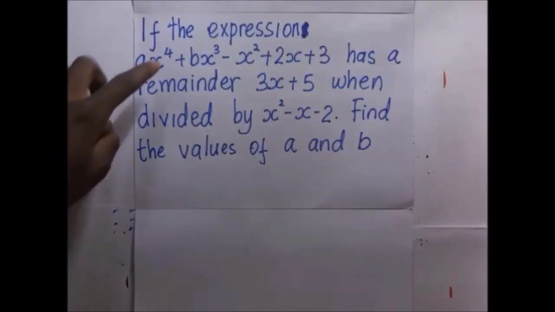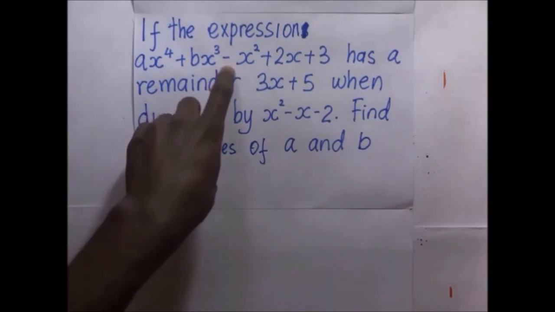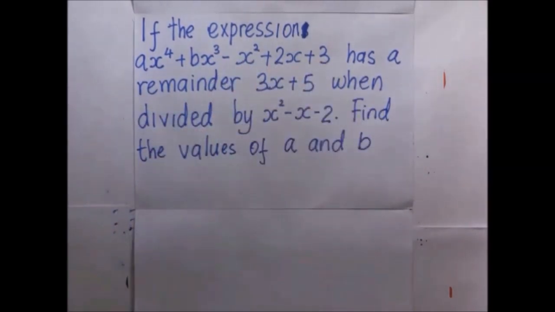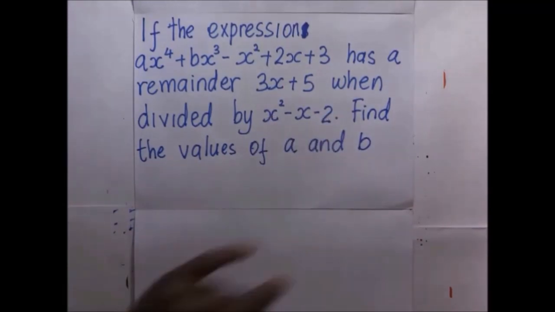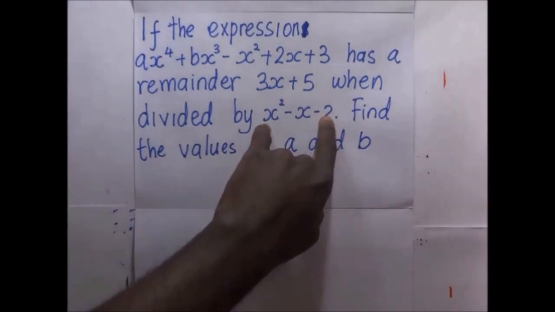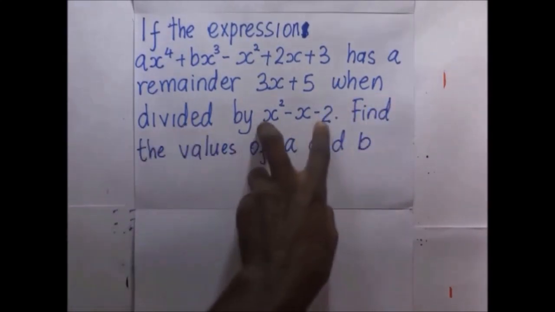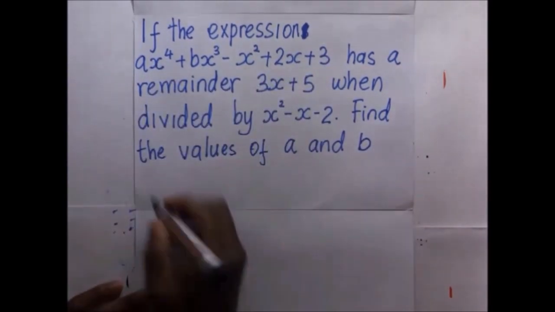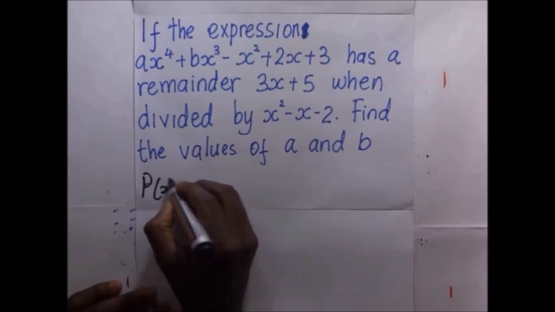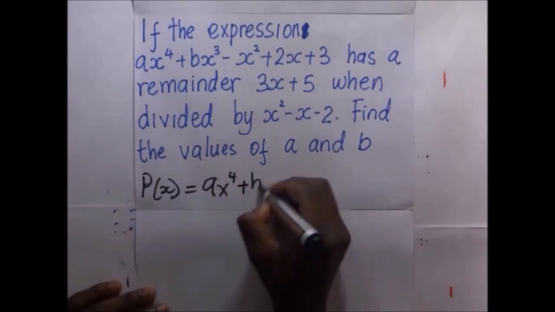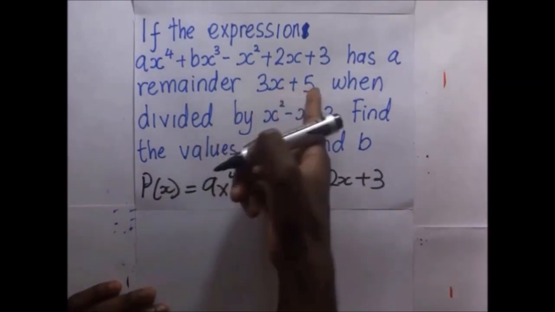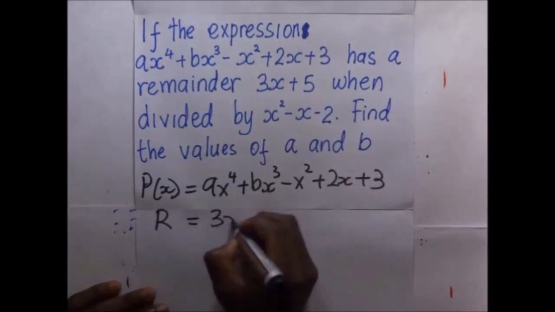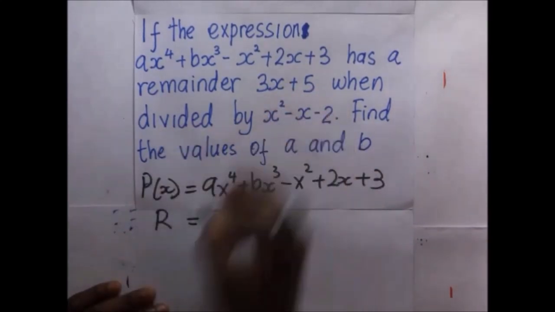If the expression ax to the power 4 plus bx to the power 3 minus x squared plus 2x plus 3 has a remainder 3x plus 5, when it is divided by that, find the values of a and b. This means this is our divisor, because they're telling us when it is divided by that. This is our remainder, and this is our polynomial. Let's first state those categorically. Our polynomial is ax to the power 4 and so on. Our remainder is that, and our divisor is that.